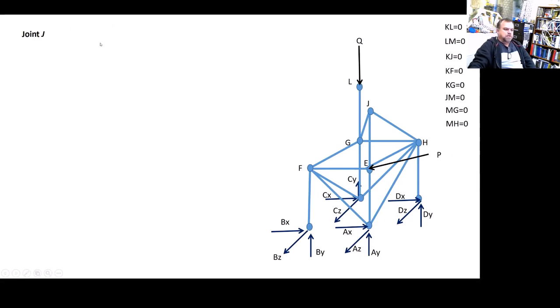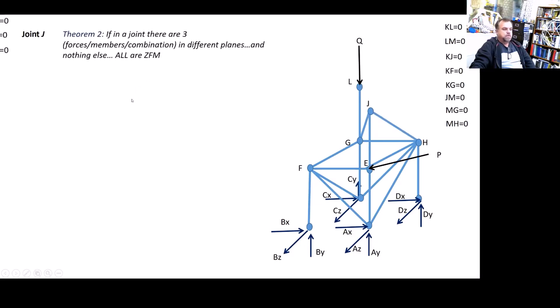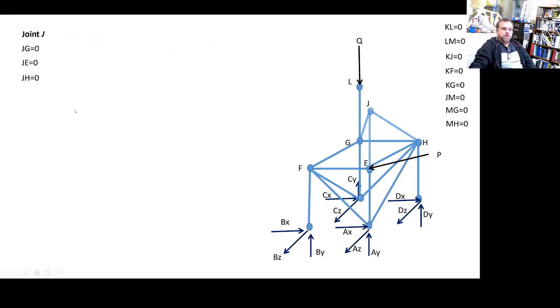Now, I switch to joint A. Does that look familiar? You apply the same rule and say, this is one plane, and this is sticking out of the plane. Or I can say there are three bars in that joint, not in the same plane. This is theorem number two. All of them should be zero force members. And you erase them from there.